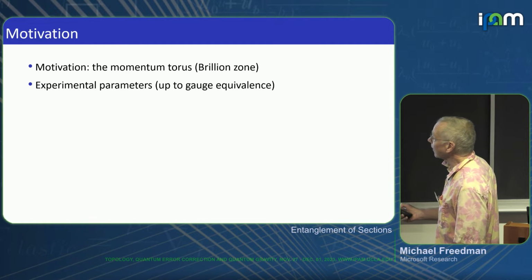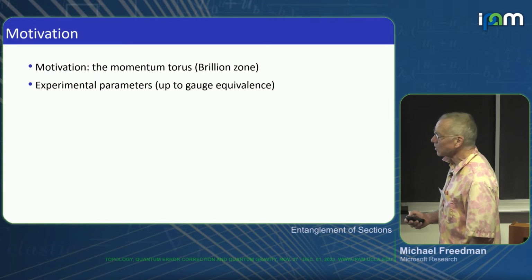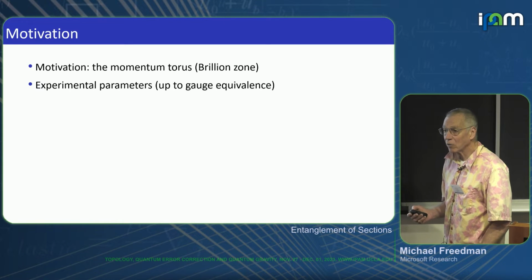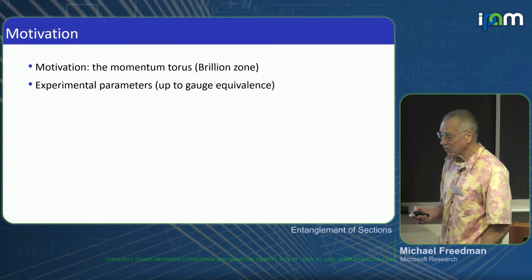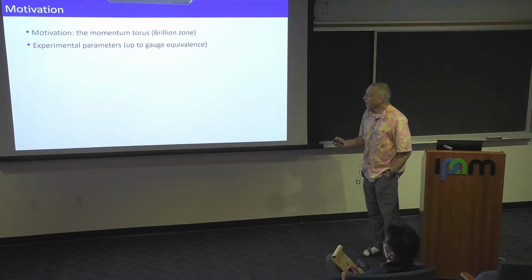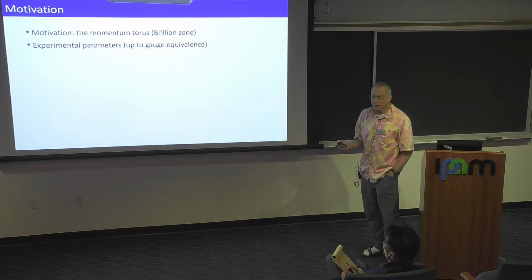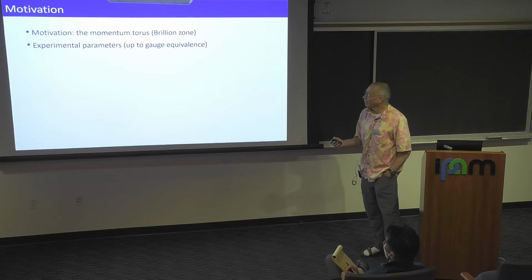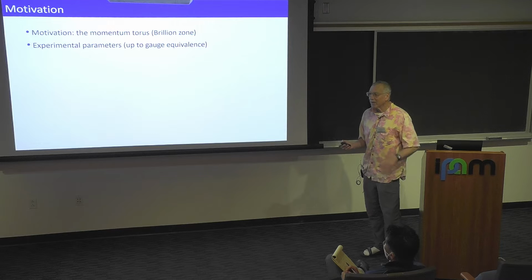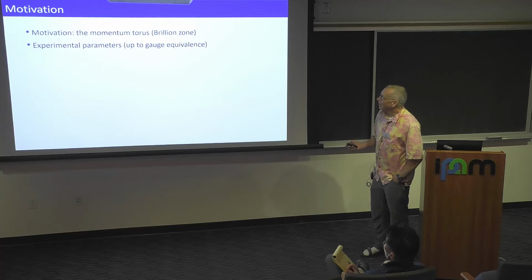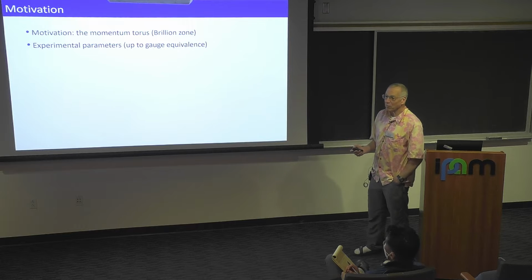Another motivation might be experimental parameters. If you're studying a quantum mechanical system in the lab, then labs are full of all these machines and computers and things, and I've walked through these labs and there are dials, and you might turn these dials. But that's an example of a parameter space.